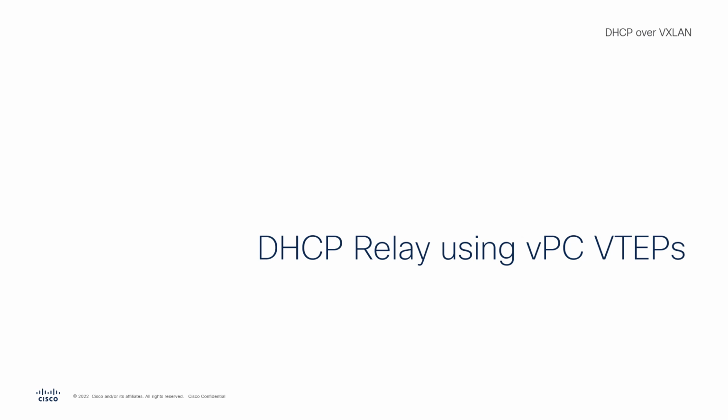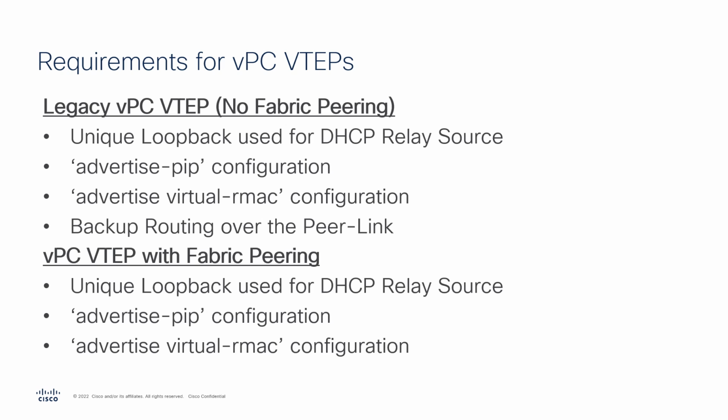Next, we will be discussing some additional requirements when using VPC VTEPs. Here are the requirements for VPC VTEPs to act as DHCP relays. Legacy VPC VTEPs have the additional requirement of backup routing over the peer link. The unique loopback requirement is not going to be discussed since it was covered already. These requirements will be explained in further detail in upcoming slides.